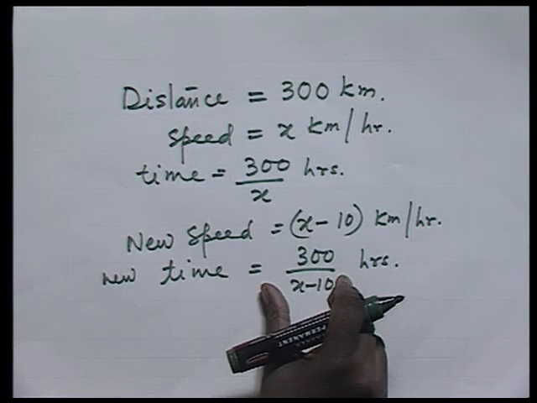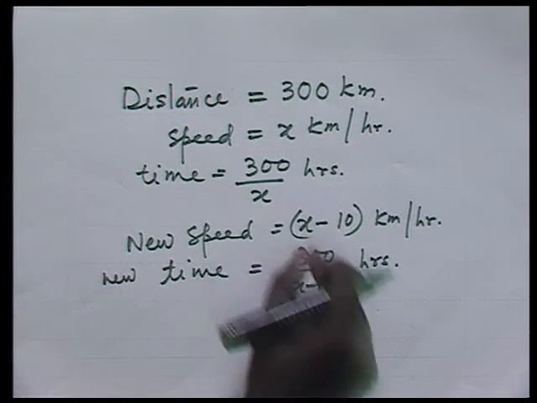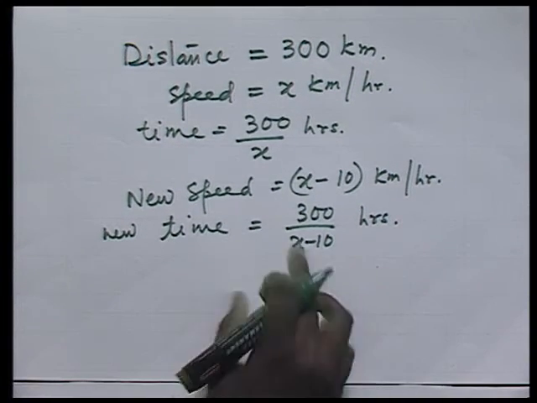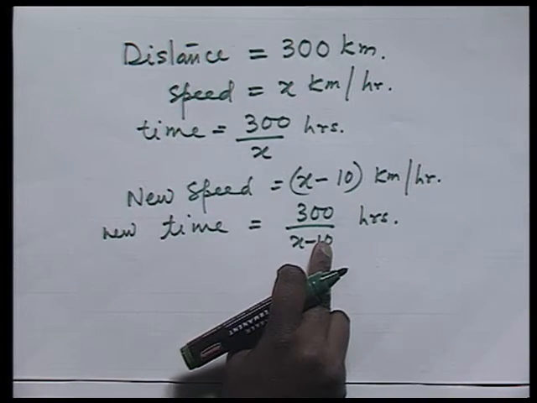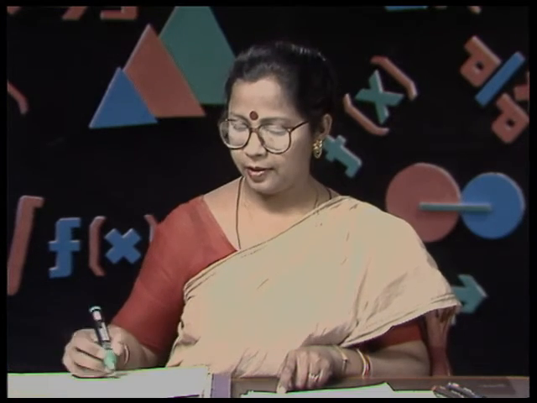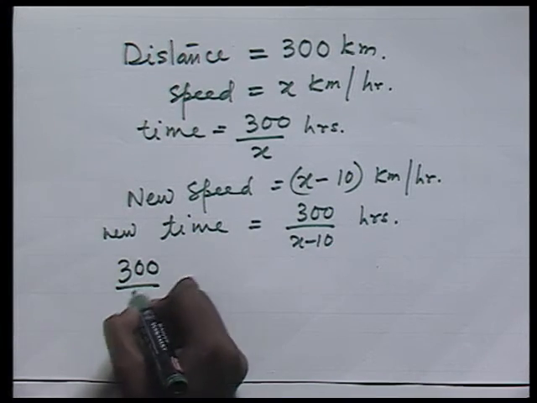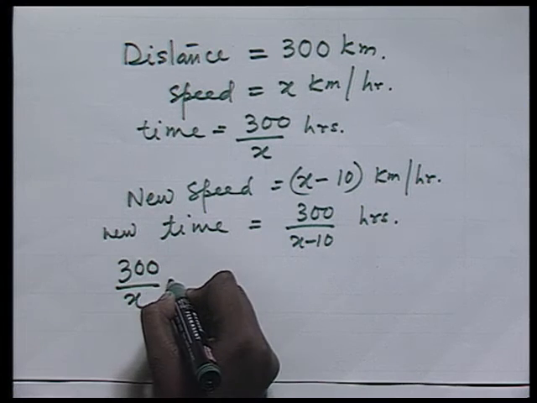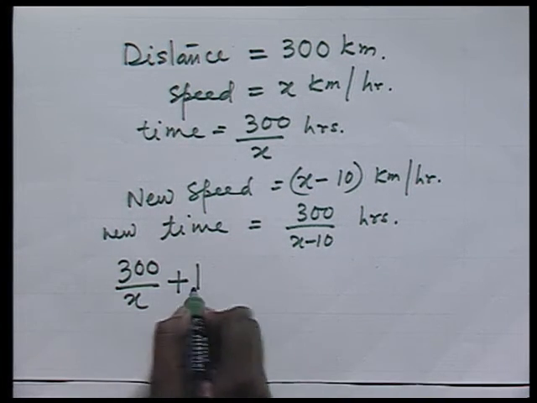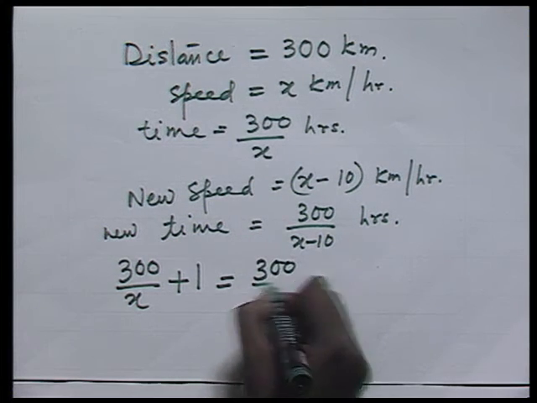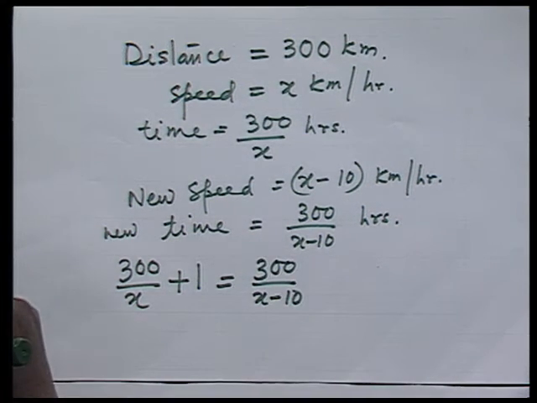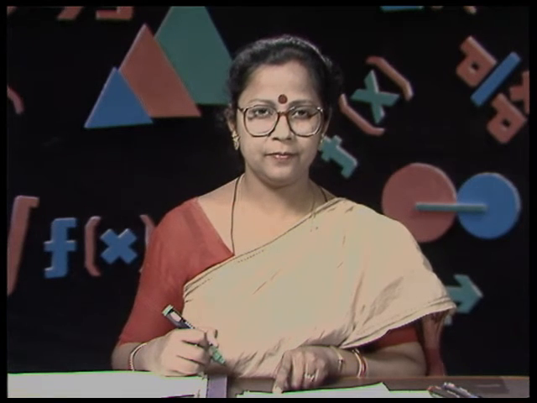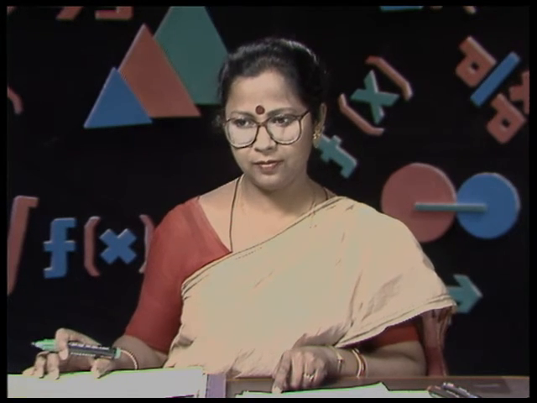But according to the question, the time taken in this case is 1 hour longer than the time taken in the previous case. Now, in order to make these two timings equal, what do we do? We will write this equation as 300 upon x, but since this is 1 hour less, so we add 1 in order to equate it to the time taken by the train when its speed is decreased by 10 kilometers per hour. So, now this is our equation. And how do we solve this equation?